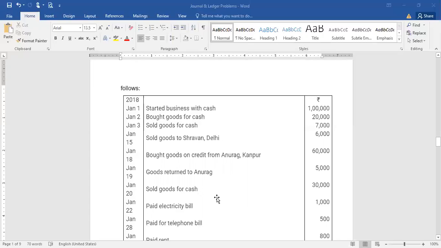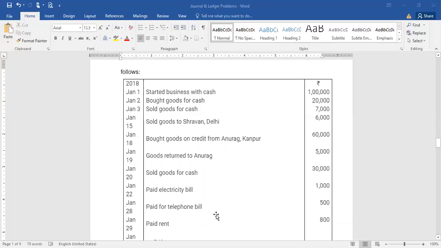Then sold goods for cash. Sales and cash are involved in this transaction. Cash is coming in. So cash account debtor to sales account. Then paid electricity bill. So electricity bill is expenses. Then paid. So cash is going out and electricity bill is expenses. So nominal account. Debit all the expenses and losses, credit all income and gains.